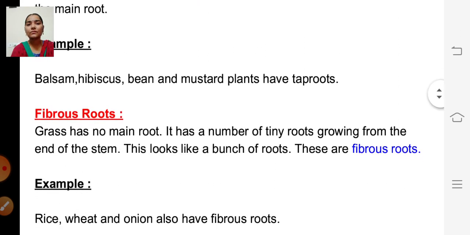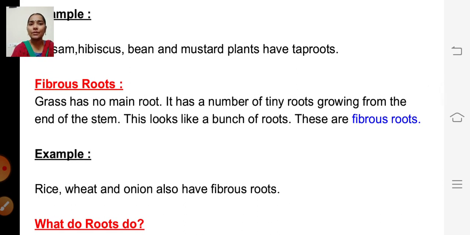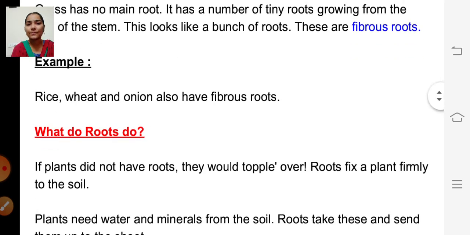So the next one, fibrous roots. Grass has no main root. It has a number of tiny roots growing from the end of the stem. This looks like a bunch of roots. These are fibrous roots. Example, rice, wheat and onion also have fibrous roots.